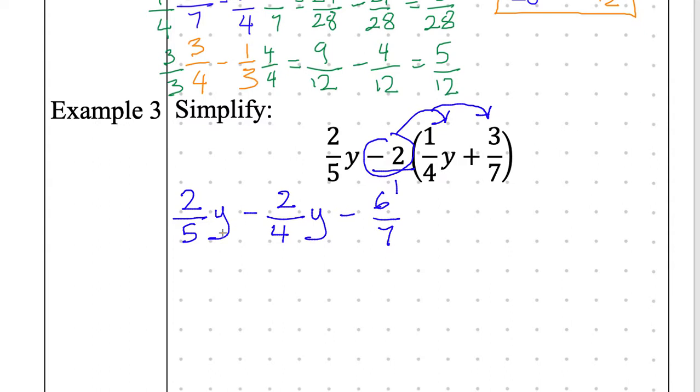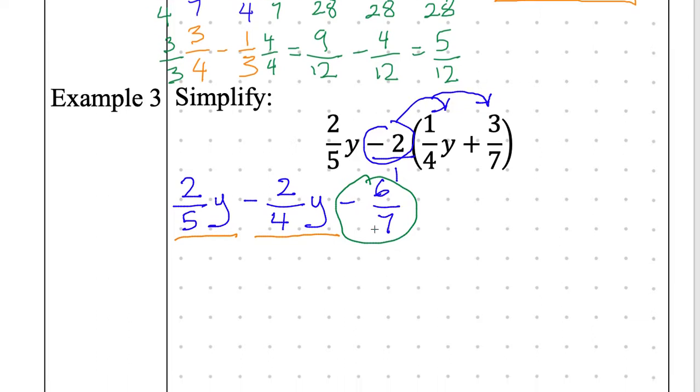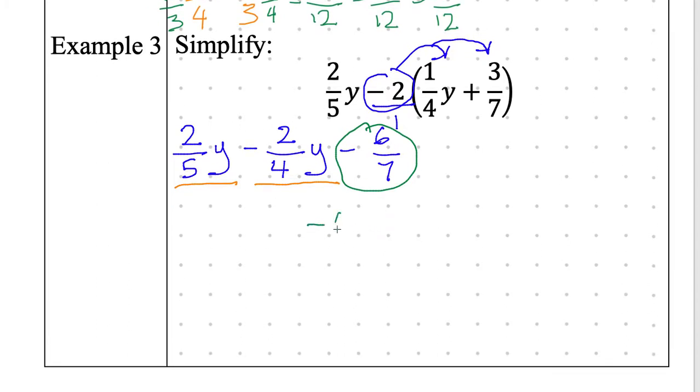So what are my like terms? These are my variables, and there's only one constant term, and there it is. So I'm going to leave that constant term. There's nothing for it to be combined with. So I'm going to come down here and say -6/7. That's still my constant term. I now need to combine these two terms.